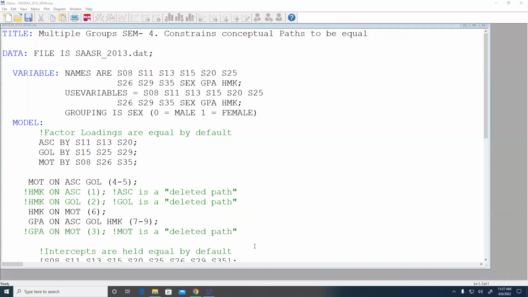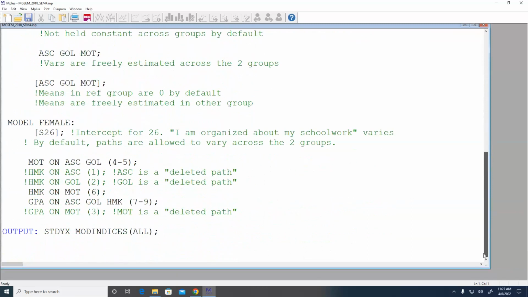So now I'm going to constrain my paths to be equal across the groups. Here I'm saying, okay, motivation is regressed on academic self-concept and goal valuation, and I'm naming those parameters 4 and 5. Homework is regressed on motivation; I'm calling that 6. And GPA is regressed on academic self-concept, goal evaluation, and homework, and I'm calling those 7, 8, and 9.